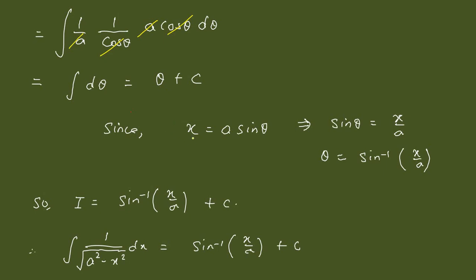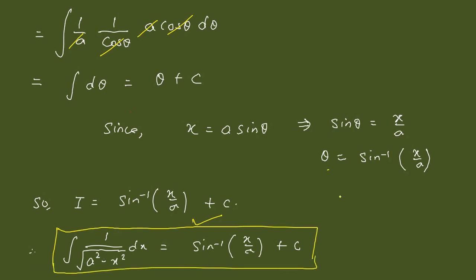So this is what, and this is d theta, and the integration of d theta is theta, and since we have assumed that x equals a sine theta, so sine theta will be x by a, and theta is sine inverse x by a. So this is the answer, and this is actually the standard result we have to see in the next lesson.